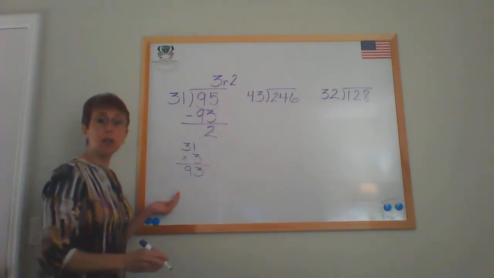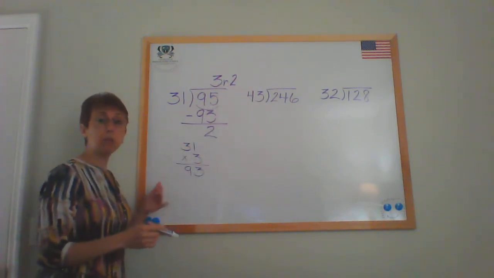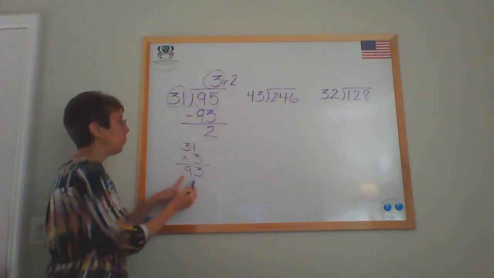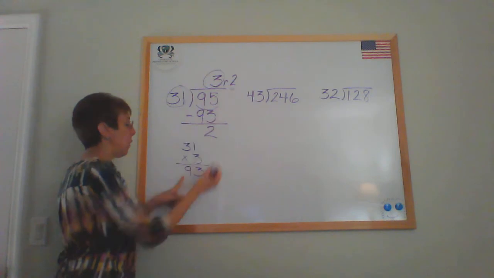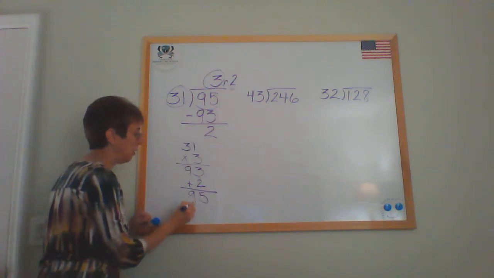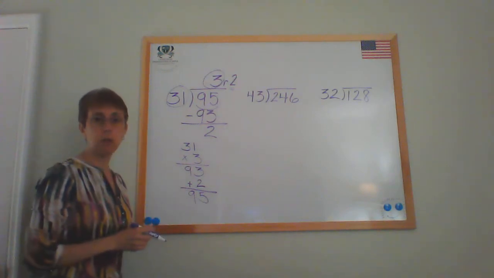And if you were going to multiply and do that multiplication checking, it would be 3 times 31, which is 93, and then you add on your remainder, plus 2. That gives you 95, and that's what we started with.